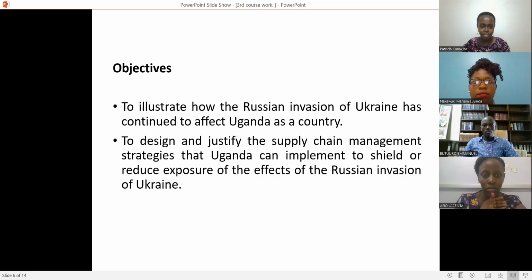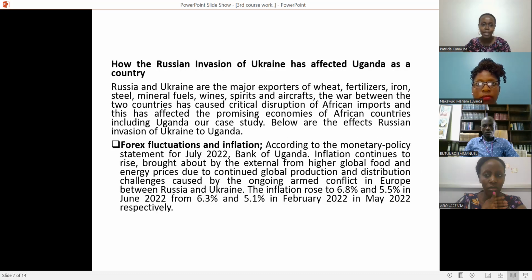The objectives of this briefing paper are to illustrate how the Russian invasion of Ukraine has continued to affect Uganda as a country, and to also design and justify the supply chain management strategies that Uganda can implement to shield or reduce exposure of the effects of the Russian invasion of Ukraine.